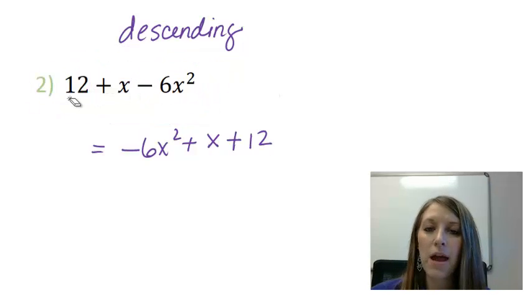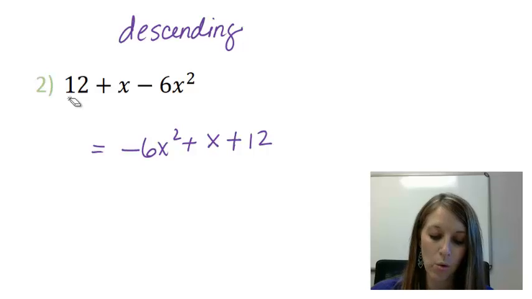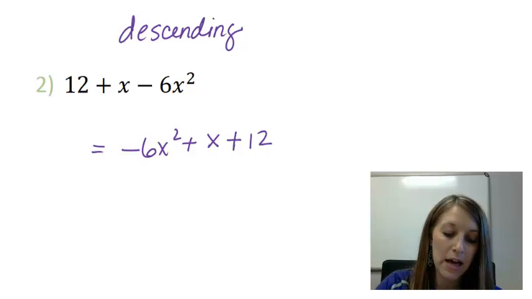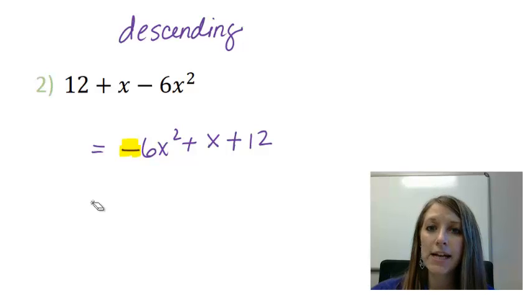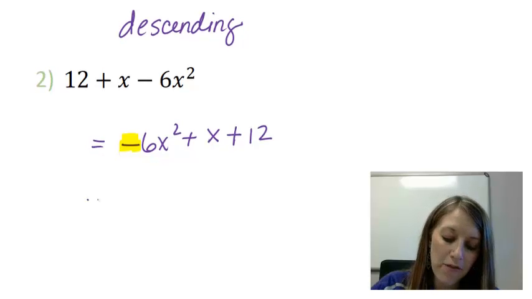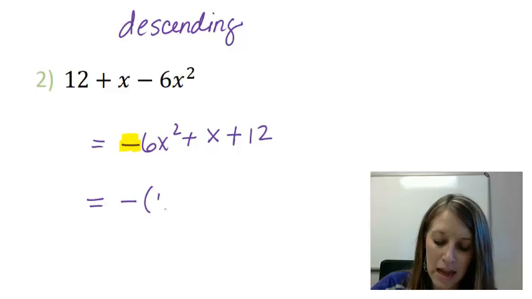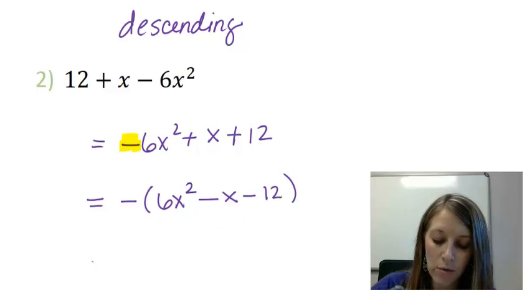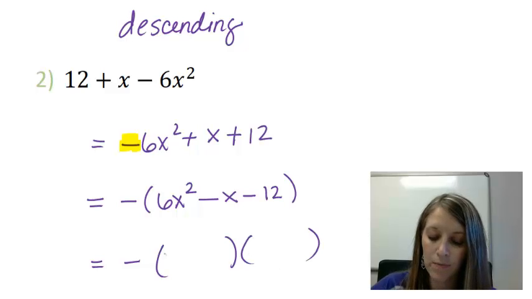So now I've put my polynomial in descending order, and notice it does have a negative with the leading term. So at this time I suggest that you pause the video and see if you can finish factoring this guy on your own. So my first step is to factor that negative out, giving me 6x squared minus x minus 12. And then I have a trinomial left over, so let's go ahead and see if I can factor that trinomial.